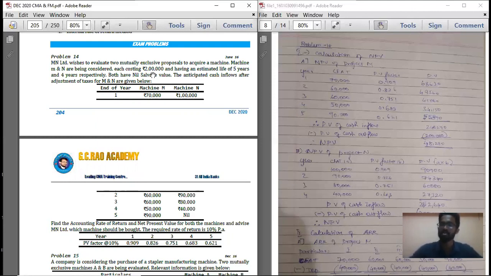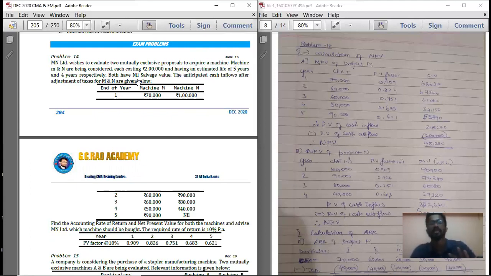2,48,290 minus 2 lakhs. You are getting 48,290. Below that, total it. Record 48,290. So what is this 48,290? It is nothing but NPV. Present value of cash inflow minus present value of cash outflow is nothing but net present value. So record NPV, that is net present value.